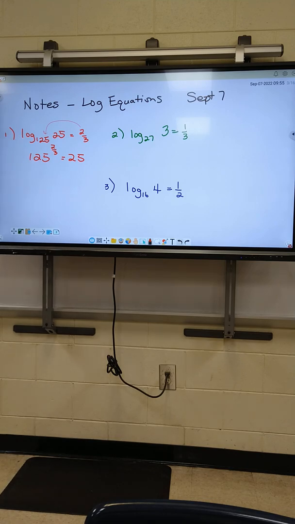So we're not finding an answer over these first three. We're just changing from one form into the other. So now you should be able to do number 2 and number 3. Try it. So all you do on numbers 1, 2, and 3, you change it from log form and write it in exponent form. Is it always going to end up being the big number? Nope.